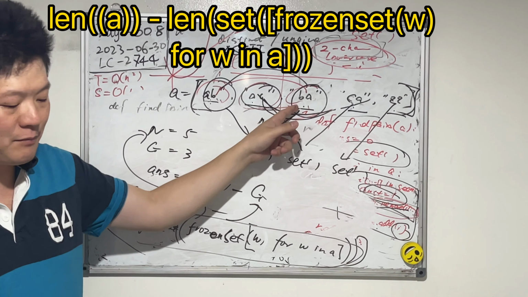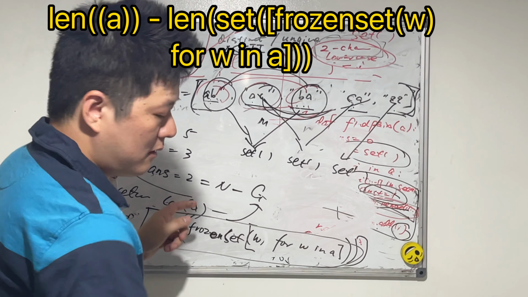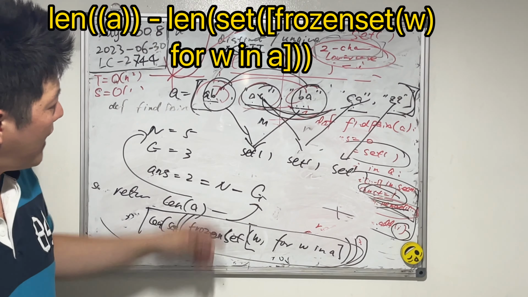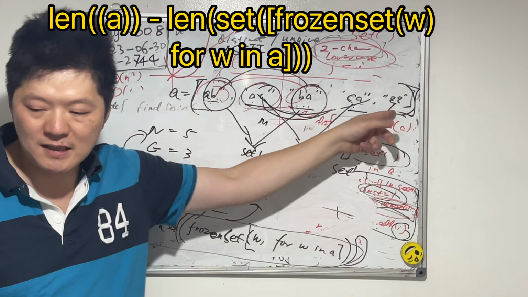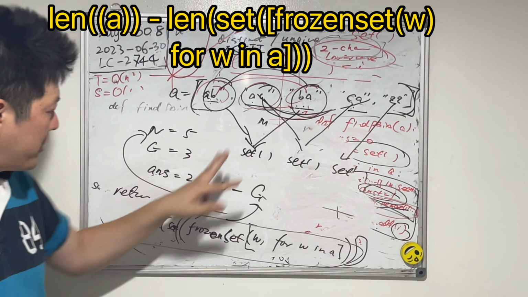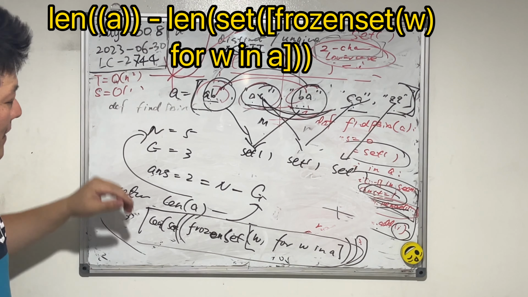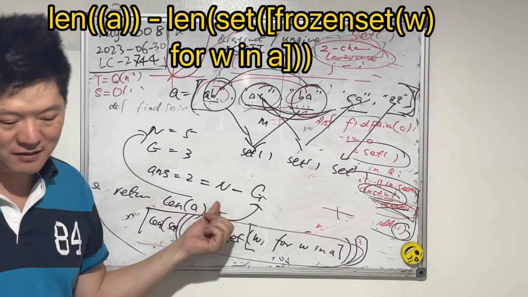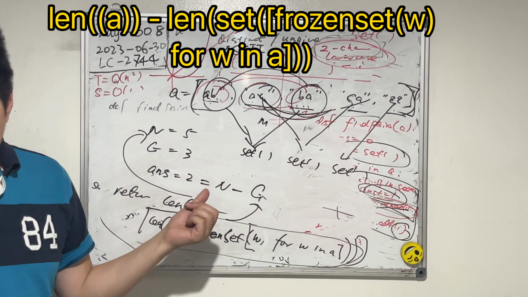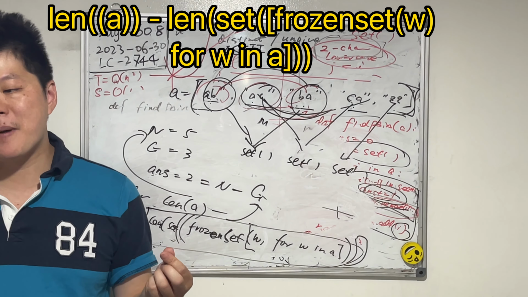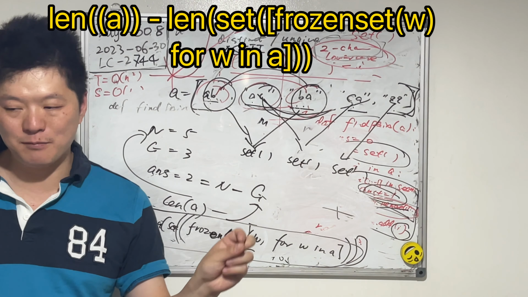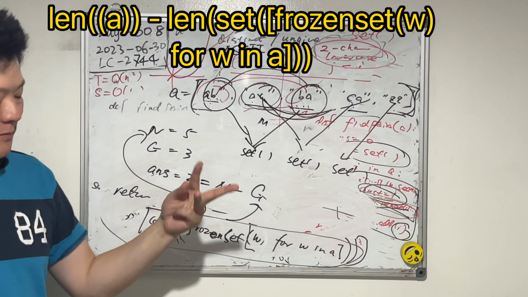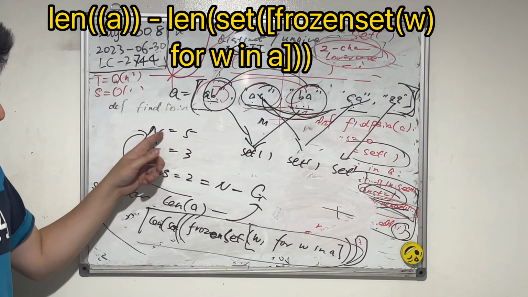AB and BA are the same group. AC and CA is another group. That is 2 groups. ZZ itself is another group. There are 3 groups, 5 elements. It means that there are two pairs. Make sense? Yes, because one pair consumes one extra element, right? One pair is two elements. So the number of pairs is n minus g.